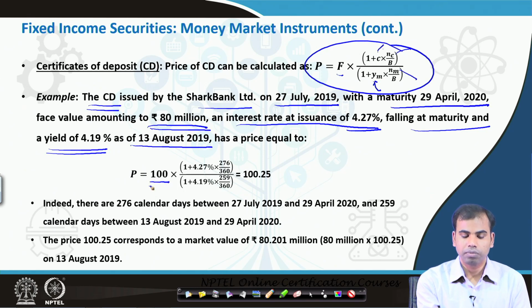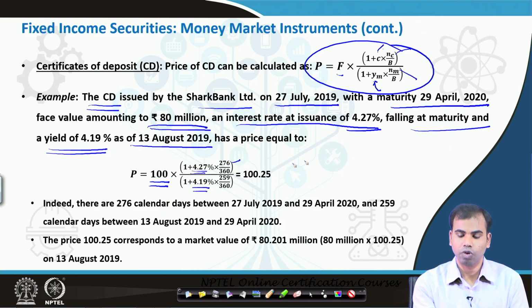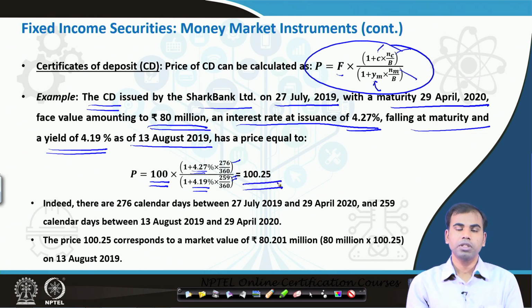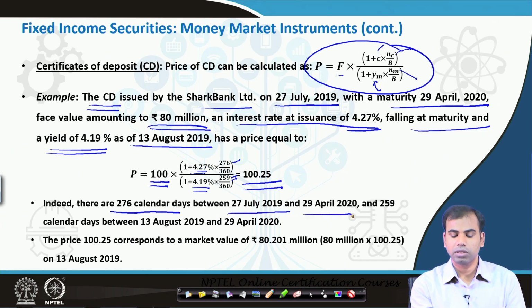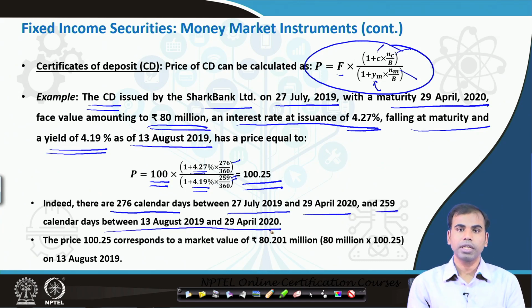Let us assume that the instrument is of 100 rupees and we plug in these numbers, 276 days from issuance to maturity and 259 from settlement to maturity. We obtain a price of the 100 rupees certificate of deposit as 100 rupee 25 paisa. So, we know that 276 calendar days between 27 July 2019 and 29th April 2020. Similarly, 259 days between 13th August 2019 and 29th April 2020.